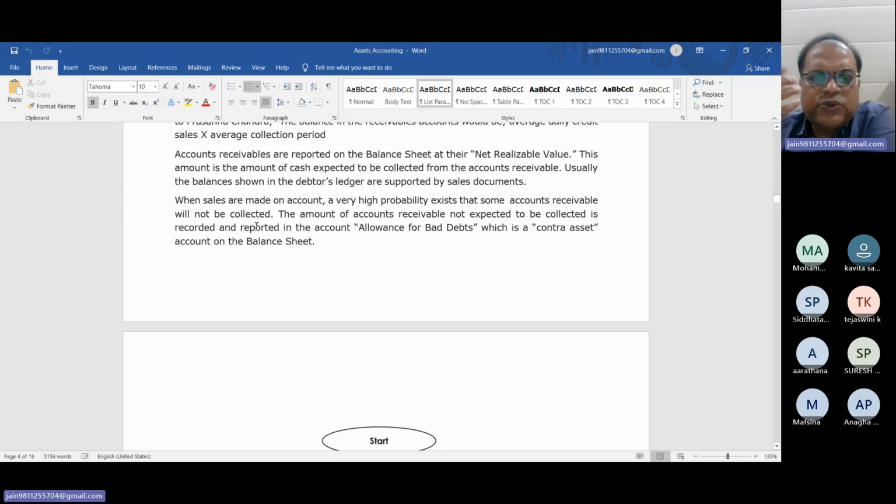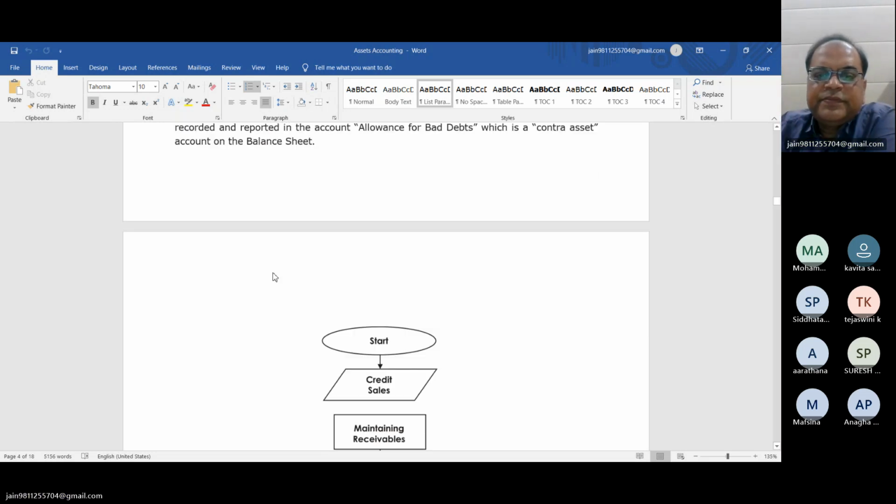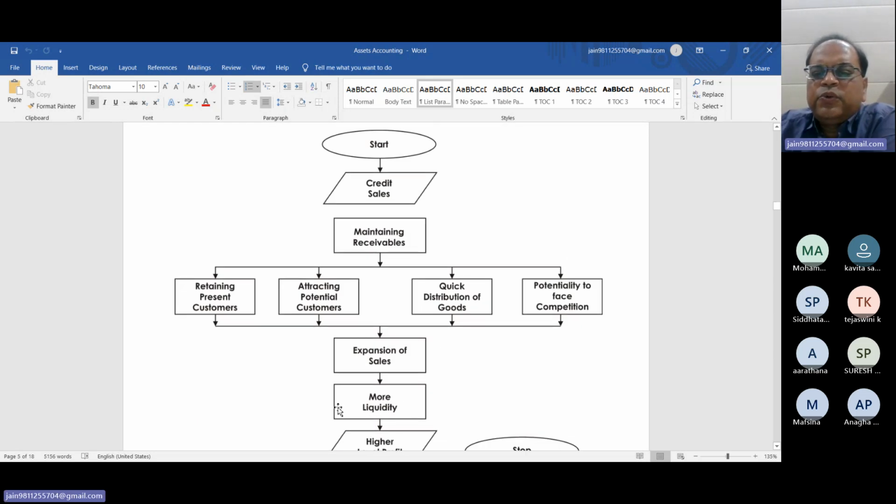Well, whenever you sell goods on a credit basis, there is a chance of bad debts, a chance of not recovering the amount. The amount of accounts receivable that is not expected to be collected is recorded and reported in the allowance for bad debts, which is a contra asset account on the balance sheet. We have already covered the bad debts concept, so this is a system to recover the amounts.